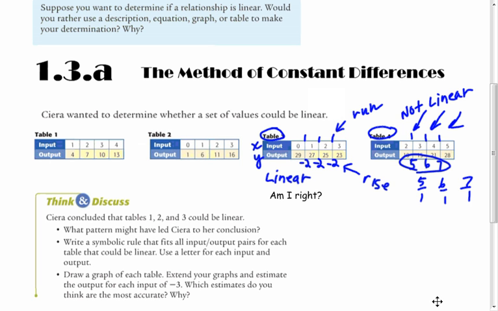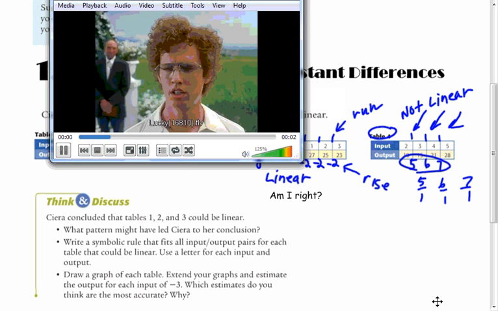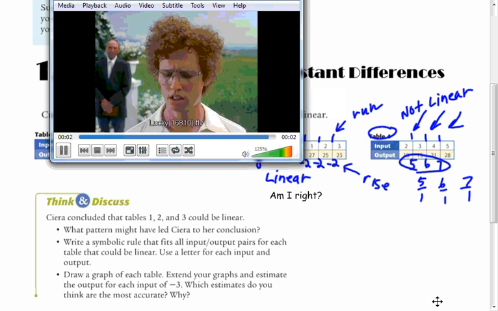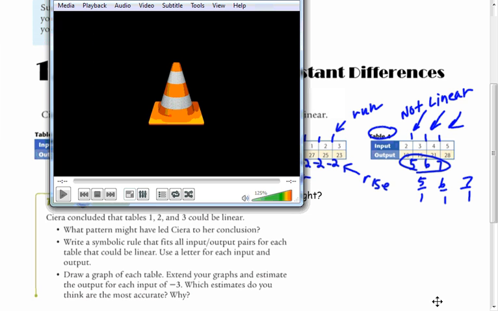So I have a special guest to help decide if I'm right or not, an expert here. So I'm going to check out, see if I can. Lucky. Oh, all right.